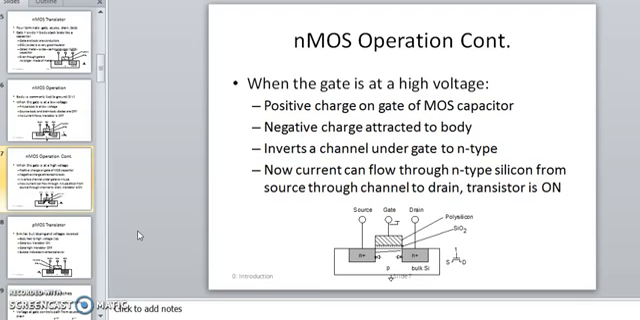Now for the on state of the transistor, we have to change the setting. When the gate is at high voltage, positive charge is applied on the gate of the MOS capacitor, and negative charge is attracted towards it. Due to this, the channel inverts to N type, and a depletion layer is formed below the channel. Then current can flow through the N-type silicon from the source through the channel to the drain, which means the transistor is in the on state.